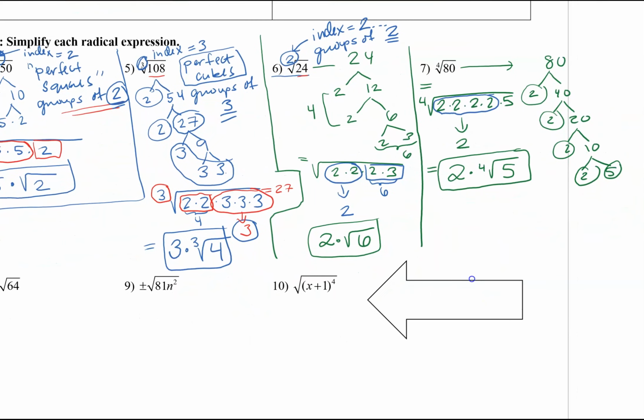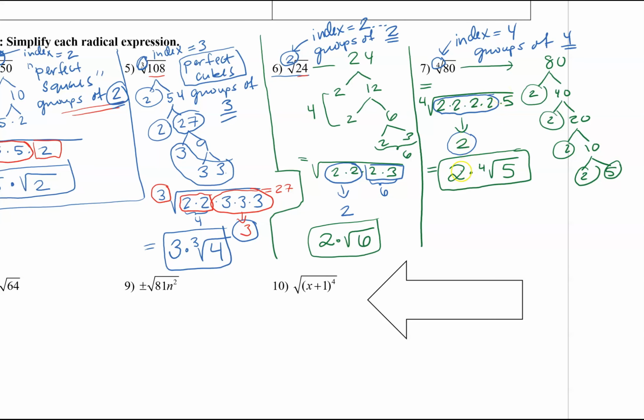Now in number 7, it's a 4th root. So we are looking for groups of 4. So 80 can factor into 2 times 2 times 2 times 2 times 5. So 80 happens to have a perfect 4 in it, a perfect power of 4. So because you have this group of 4, you have a perfect power of 4, right? 2 times 2 times 2 times 2 is 16. The 4th root of 16 is just 2. So when you have a group the size that matches your index, you can take the root. You can take the 4th root of this group since you had 4 identical factors.